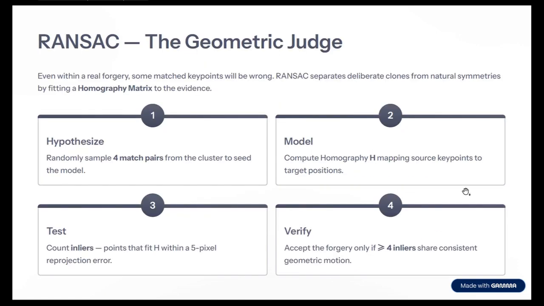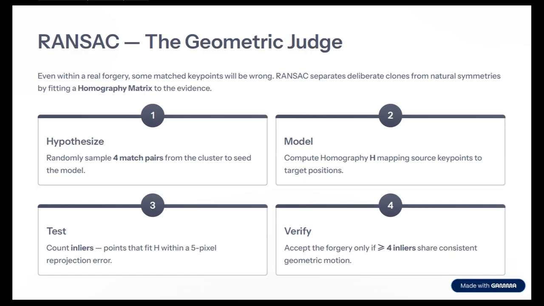And last, RANSAC, Random Sample Consensus. RANSAC is the judge that decides if the cluster we've got from the previous step is a real forgery or just a natural symmetry. The problem we still have at this step is that even in a forged area, some key point matches will be wrong because they are just too similar, like two identical windows on a building.